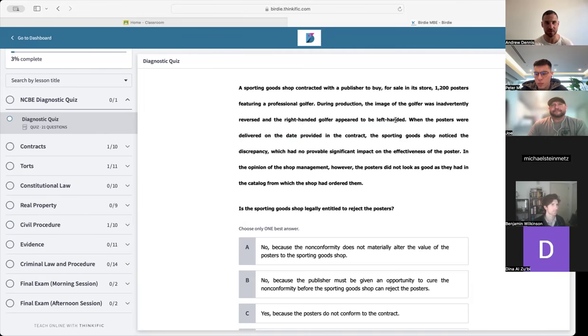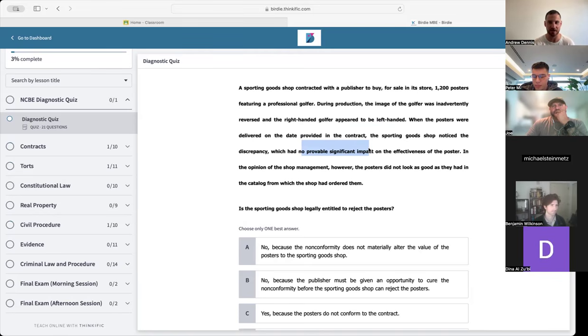So UCC has the perfect tender rule. That doesn't sound like a perfect tender. It had no provable significant impact, but still, that's not what he ordered. It's not a perfect tender. If this was common law and it was like Bad Bunny was supposed to do this, but he didn't do exactly that, it's like he still performed, right? He's still going to get paid. But in the UCC, you have perfect tender, not substantial performance.